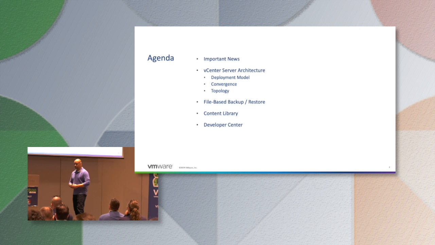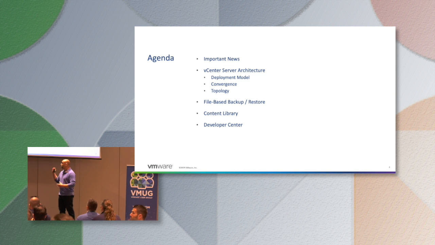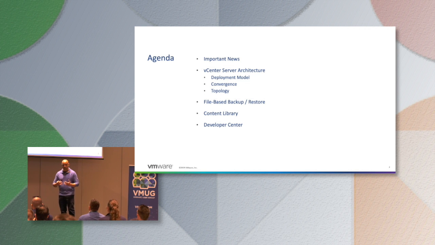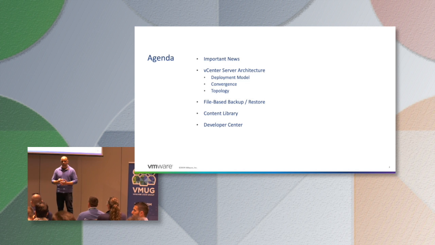So here's the agenda. Like I said, we're going to talk about a lot of the architecture stuff. So deployment model, convergence, topology. Then we'll talk about file-based backup. There's some new functionality there. We'll talk about content library, and then we'll wrap it up with developer center.